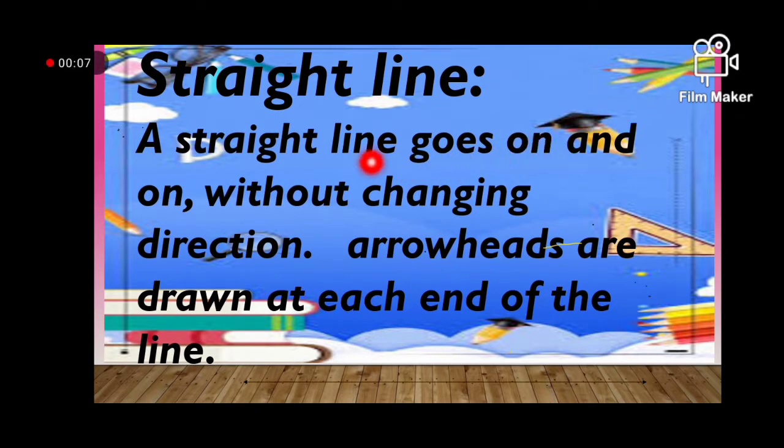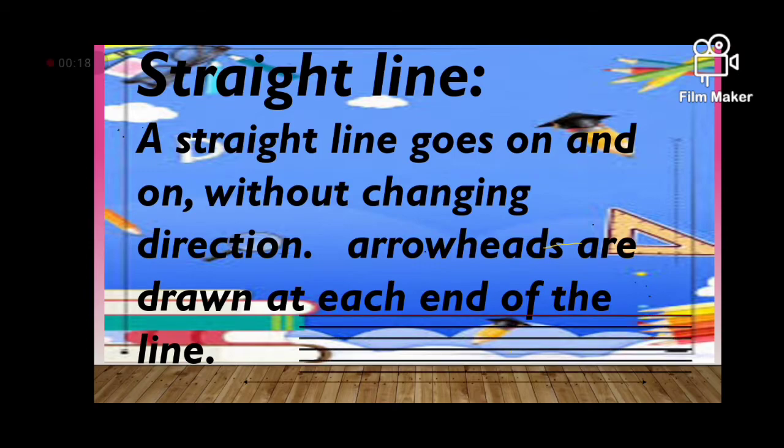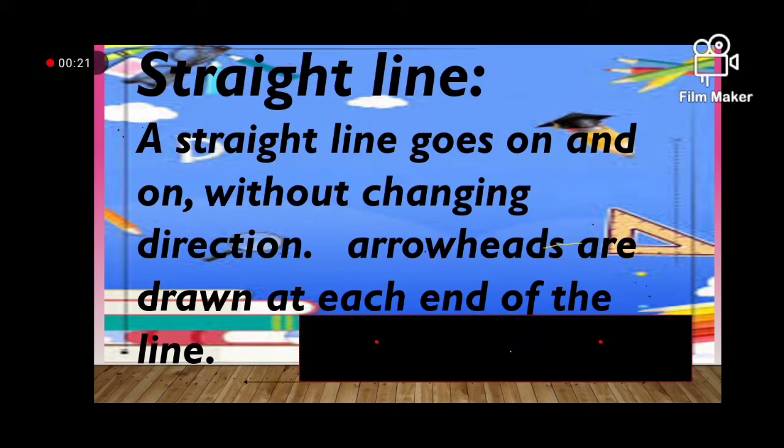A straight line goes on and on without changing the direction. Arrowheads are drawn at each end of the line. Let's see the line. The arrowheads are placed on both sides of the line, and the name of the line is PQ. So this line is called PQ, and it can go on and on without changing the direction.